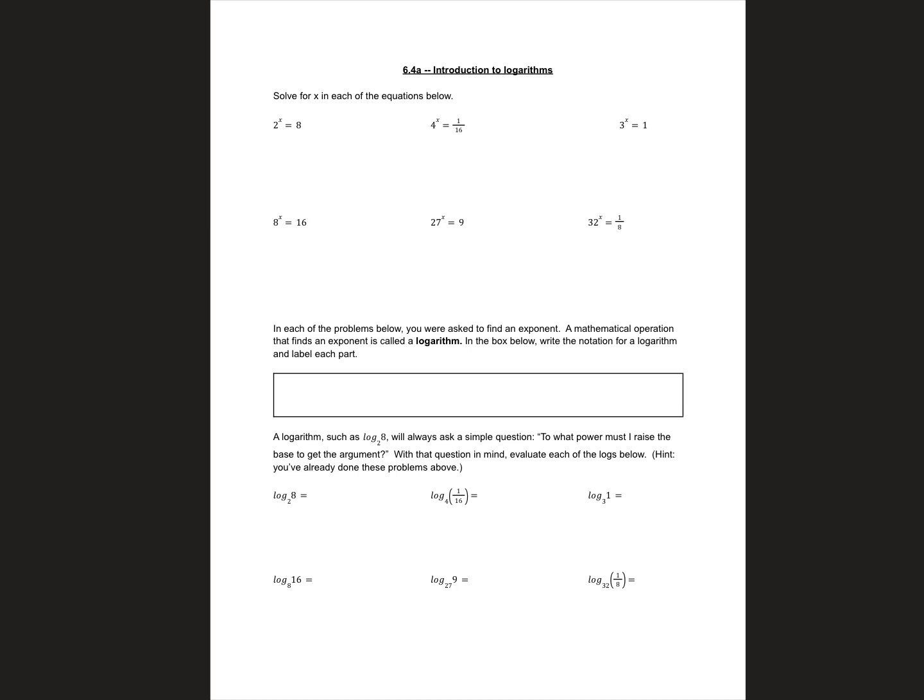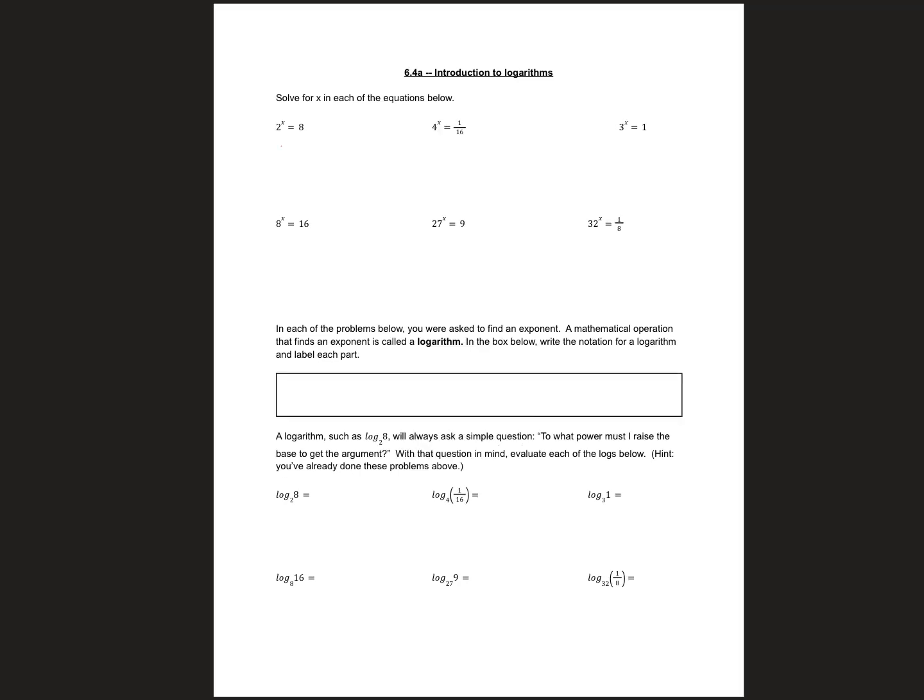So 2 to the x equals 8. Obviously, x would be 3 because 2 to the third is 8. And then 4 to the x equals 1/16. If you remember your exponent rules, 1 over a number means a negative exponent. So this is like 16 to the negative first. So 16 to the negative first is like 4 squared to the negative first. So that's 4 to the negative 2. So 4 to the x equals 4 to the negative 2. X equals negative 2.